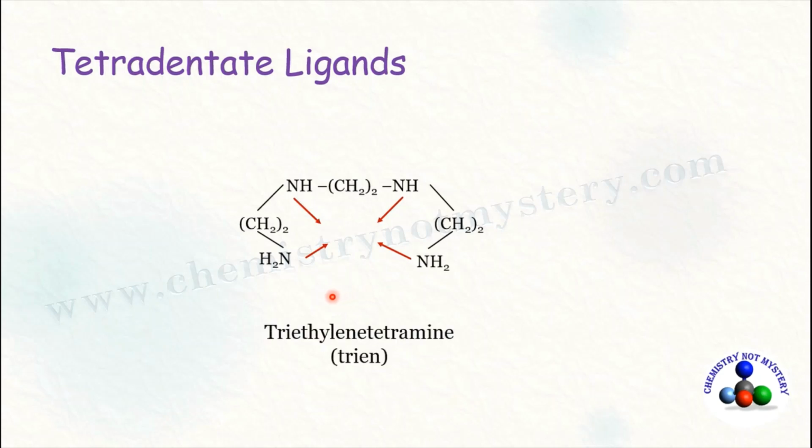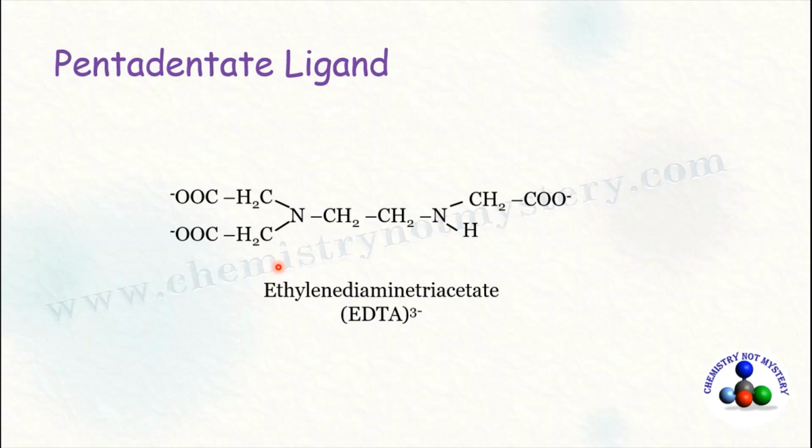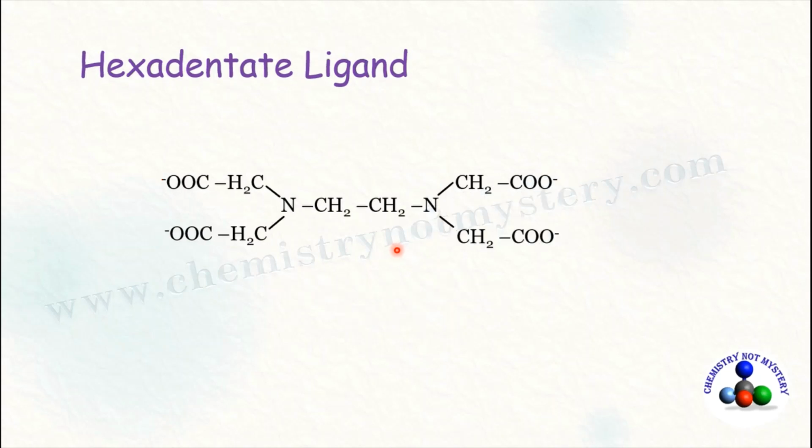Now come to the example of tetradentate ligand. Triethylenetetramine is one example of a tetradentate ligand, as there are four donor sites. Now come to the example of pentadentate ligand. It is ethylenediamine triacetate. There are 5 donor sites, 2 nitrogens and 3 O-negative ions that donate electron density to the metal.